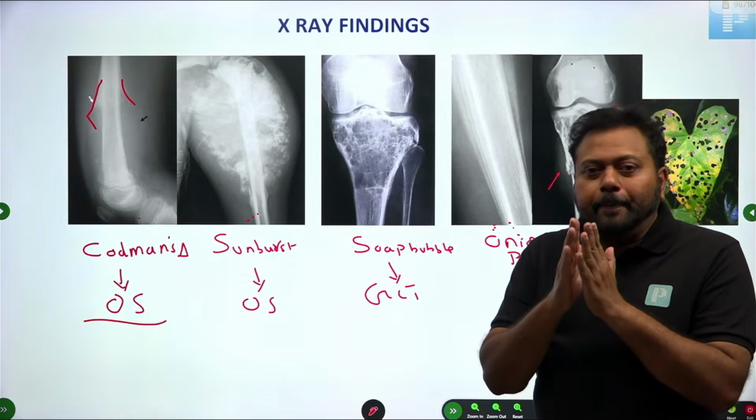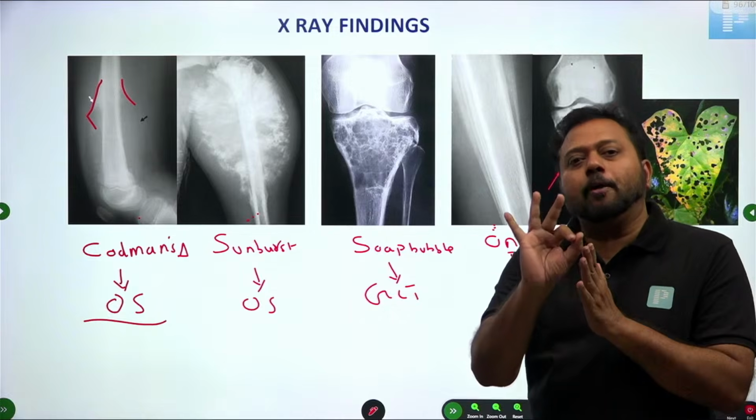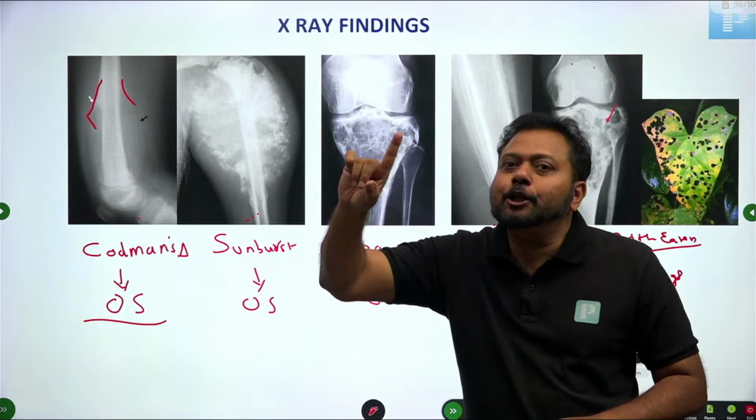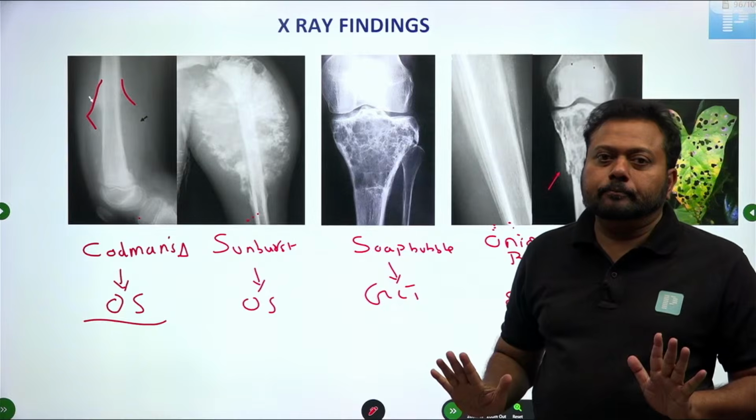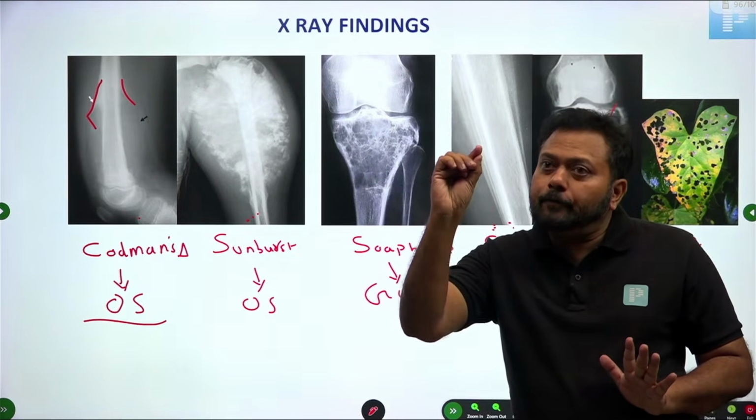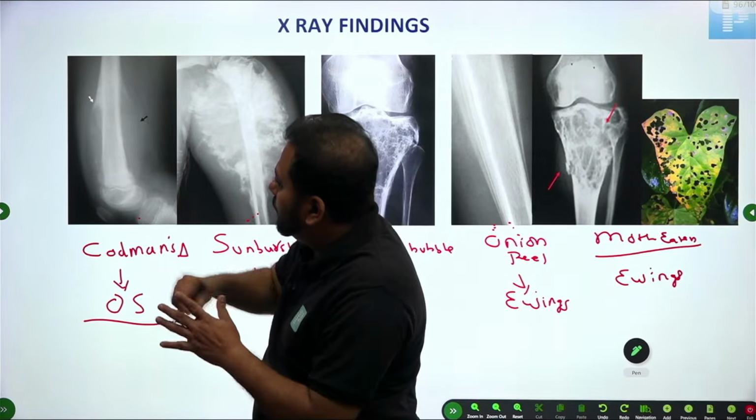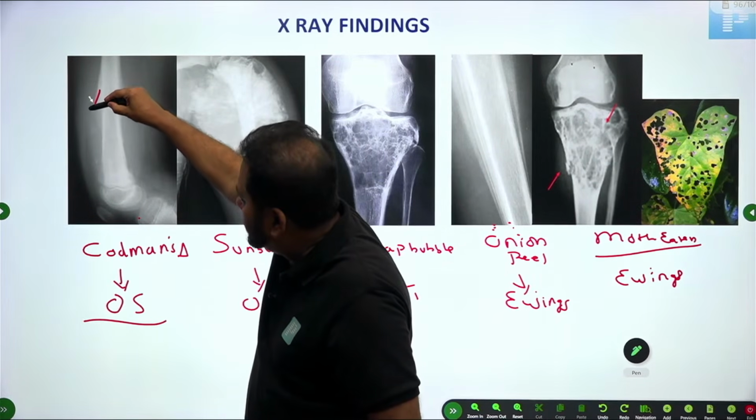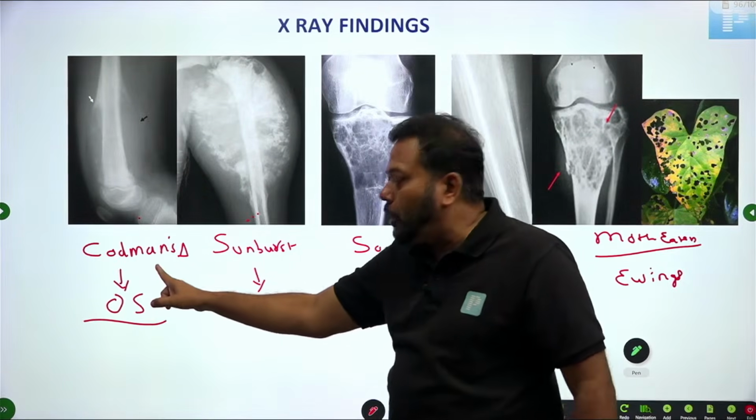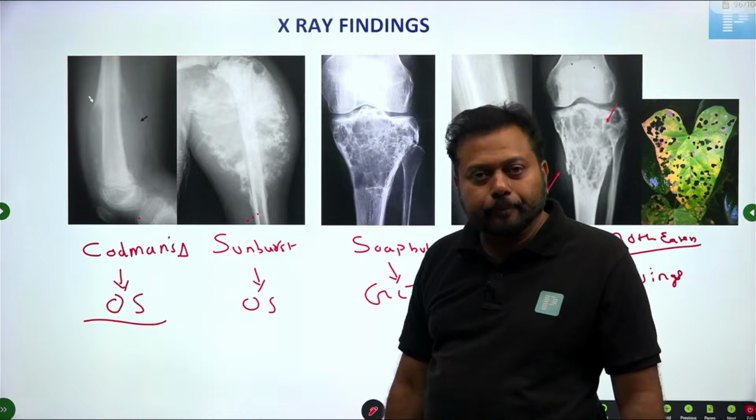The periosteal reaction can be in 3 forms. First form is just simple elevation of the periosteum. When you zoom in, you see the periosteum is lifted like this. The elevation of periosteum is called Codman's triangle, that is reserved for osteogenic sarcoma.